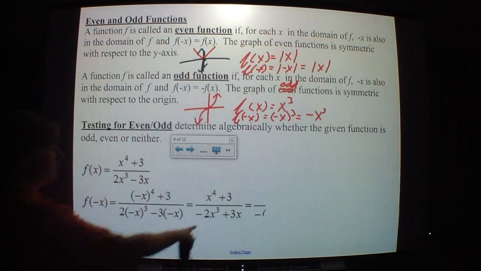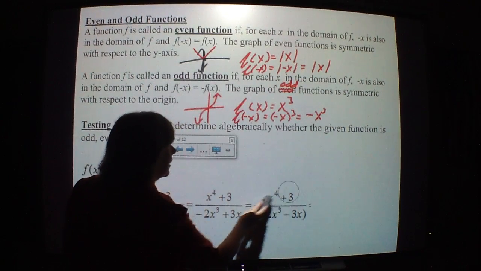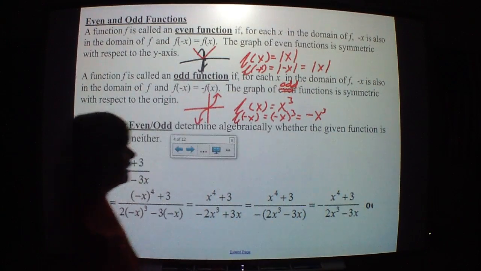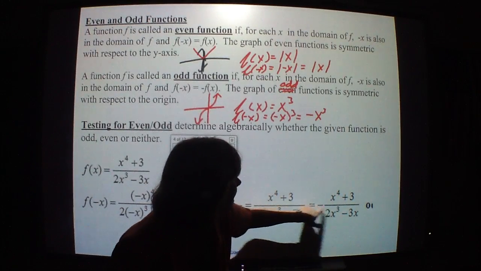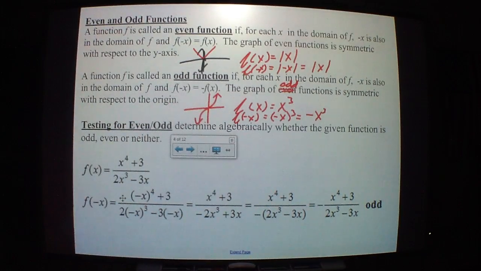Okay, there's my equation that I have. I'm going to rewrite it. I'm going to factor out a negative from the bottom and just rewrite it like this. It's the same thing, just rewritten. And now I hope you can see that there's my f of x, so I have negative f of x, so this one is odd. This is showing algebraically that it's odd.